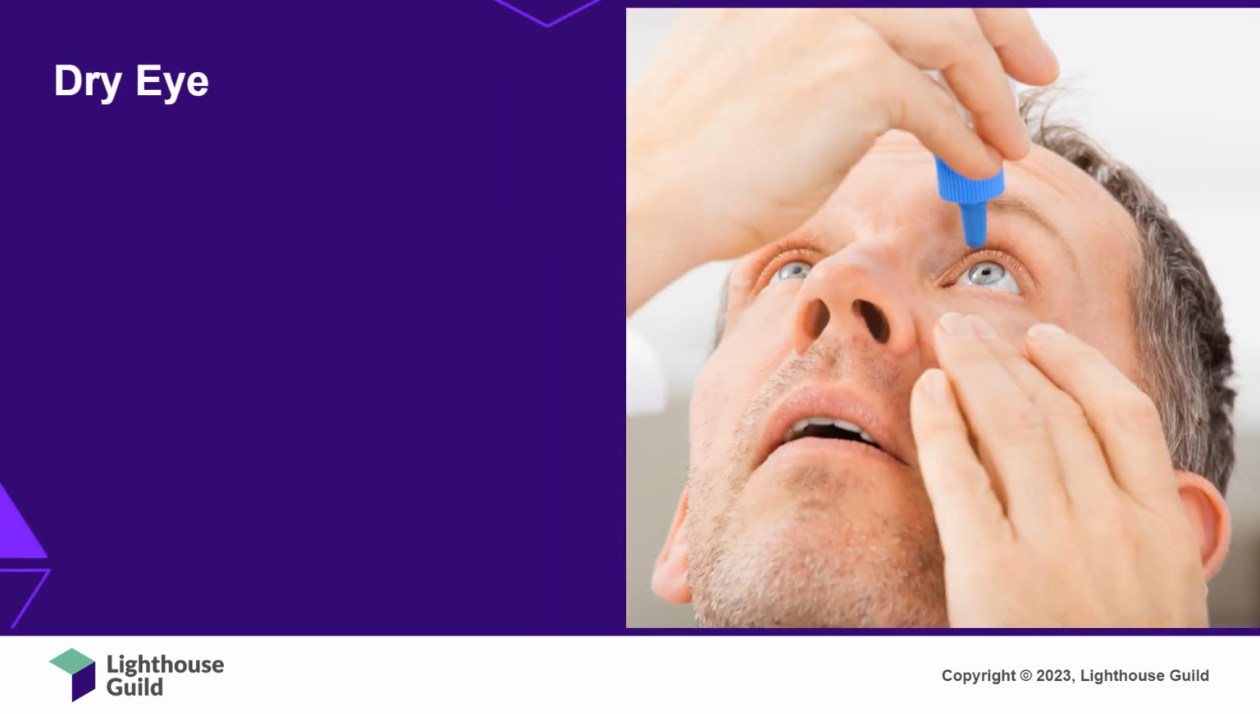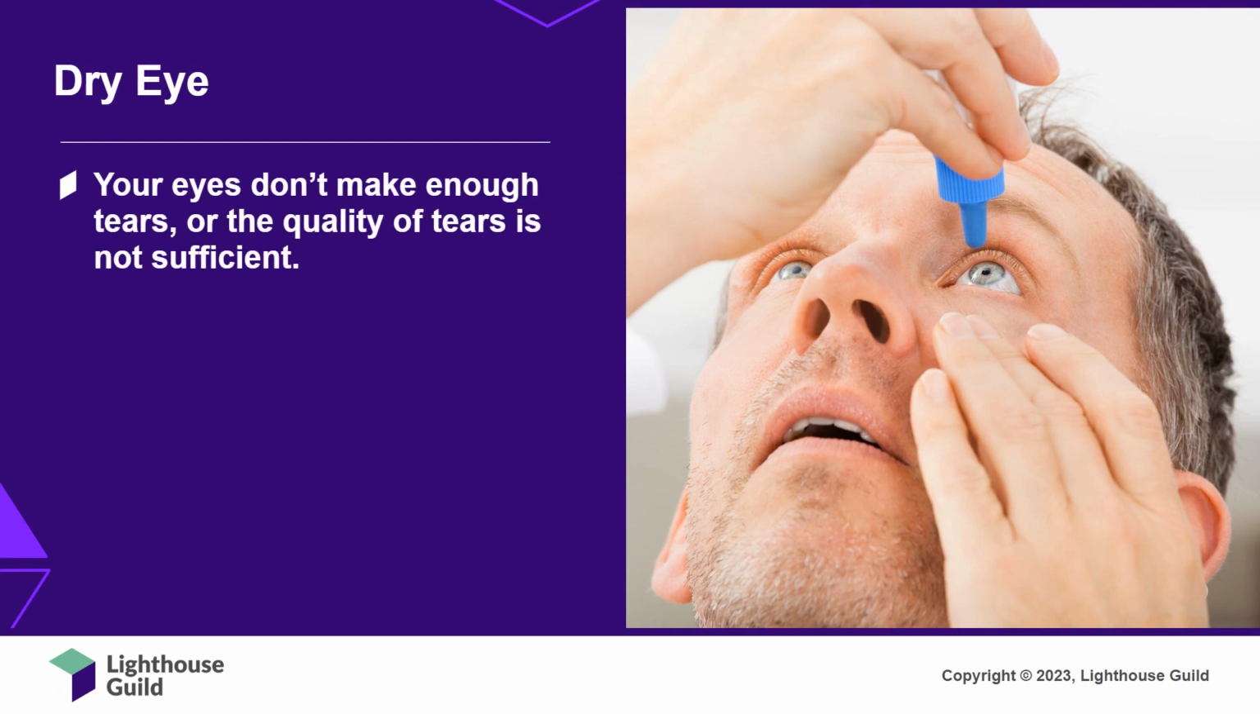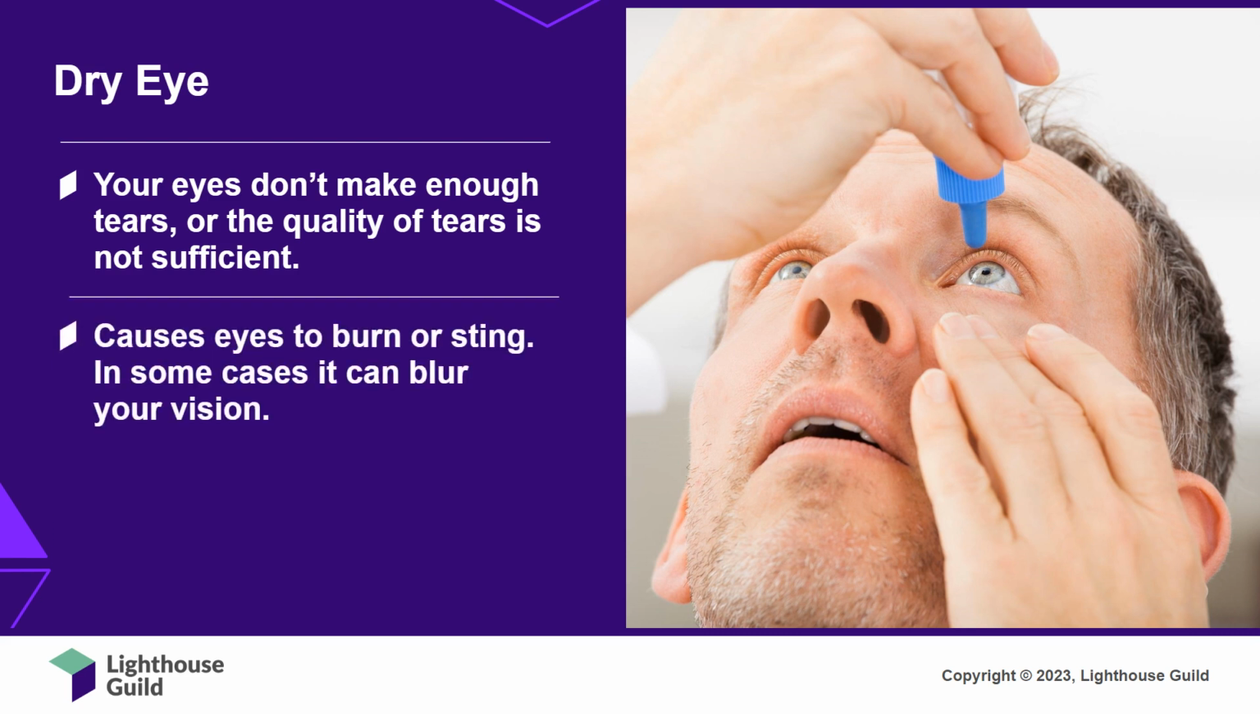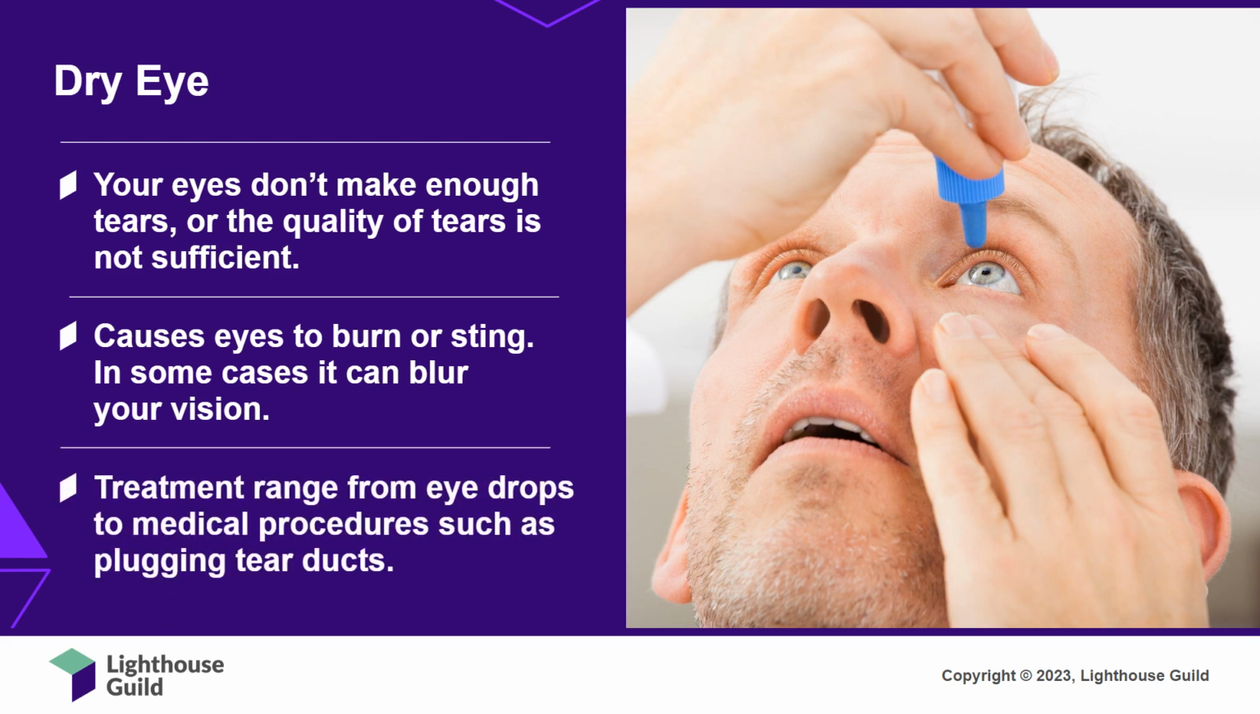Dry eye is a very common syndrome that happens when your eyes don't make enough tears to keep them wet, or when the quality of the tears is not sufficient. This can be very uncomfortable, causing eyes to burn or sting, having a scratchy feeling like there is something in your eye, and in some cases, even blurring your vision. Dry eye can be temporary or chronic. Treatments range from lubricating eye drops to medical procedures, such as plugging the tear ducts to keep tears in the eye.